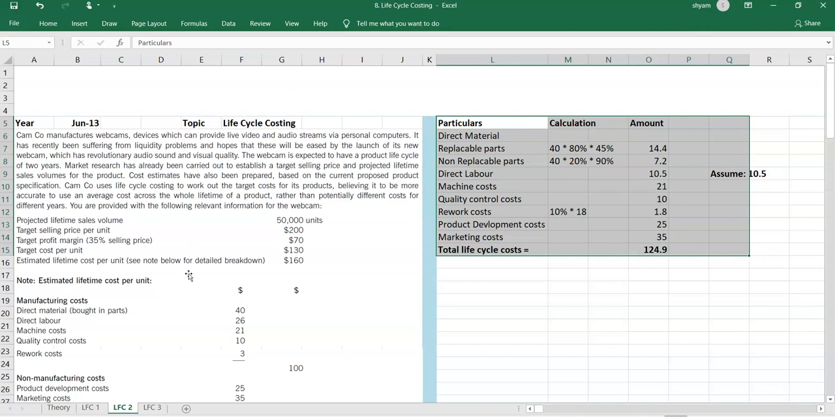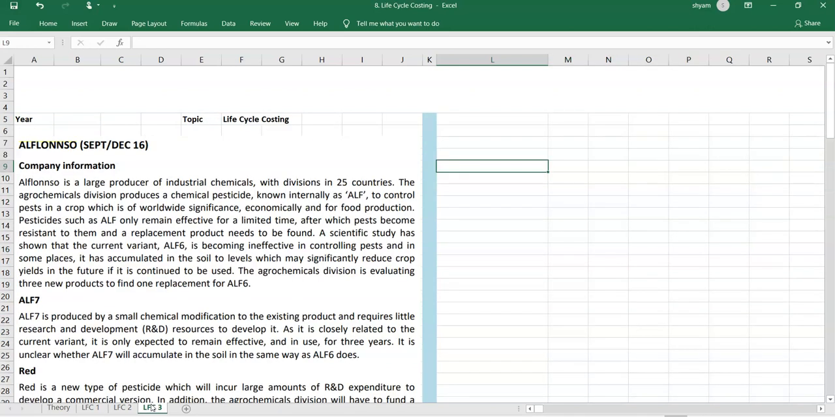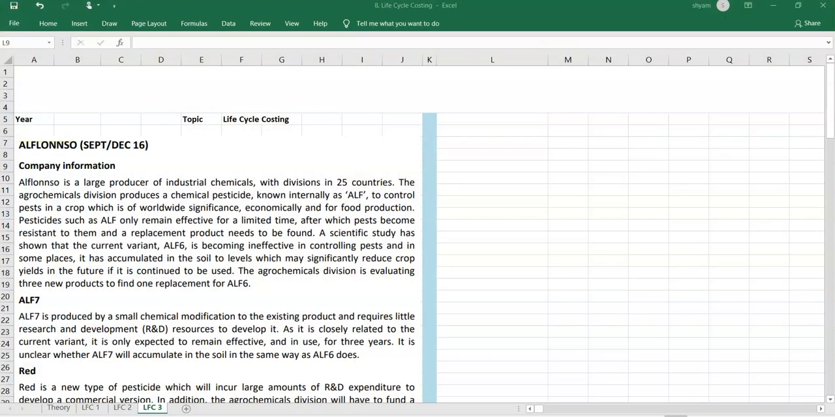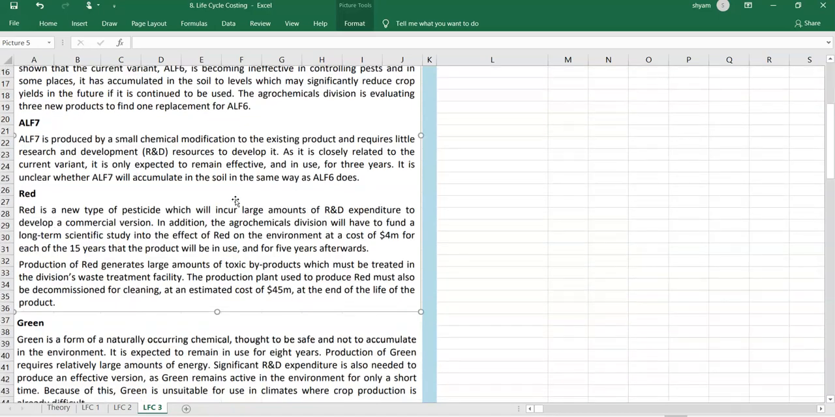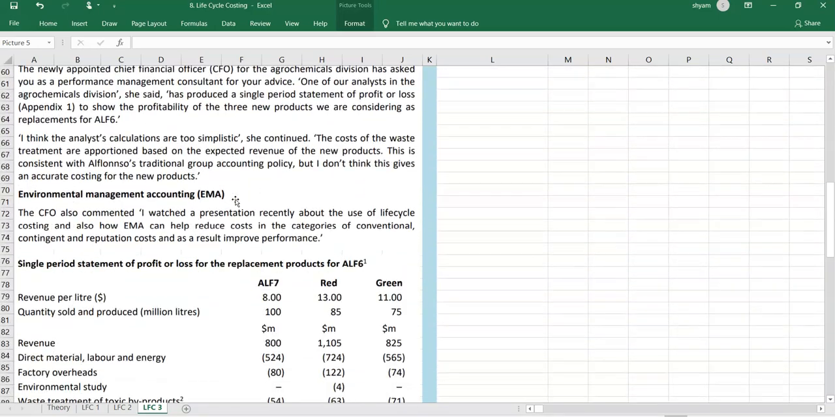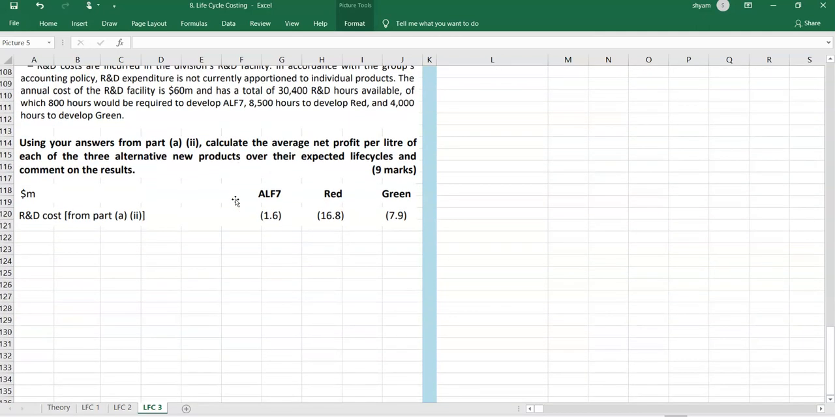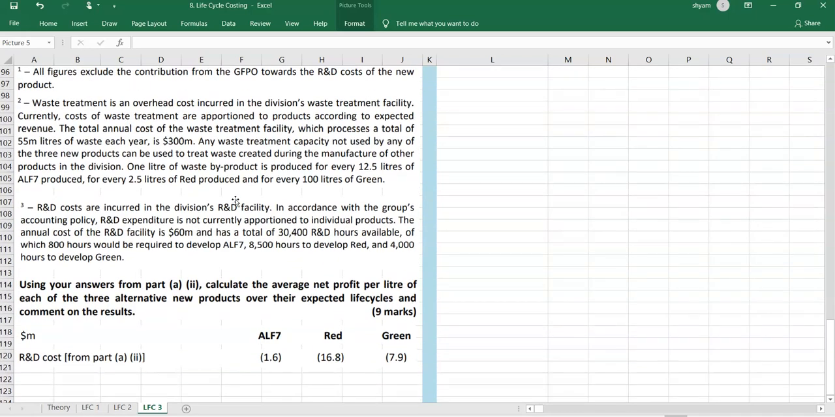So we'll move on to the next problem. So this is quite a lengthy problem, even when we scroll. So what we'll do is slowly read it, and finally what he wants is, using your answers from part A2. So this is the answer from the part A2.